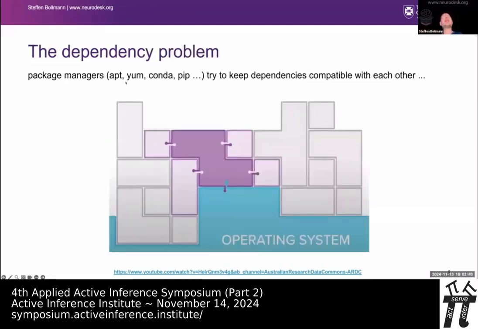And this usually works quite well. The reason is that we have in Linux, for example, package managers like apt, yum, or if you use Python for your work, we have conda and pip. But pretty much all language systems have some kind of package management system that keeps dependencies compatible with each other. And that's really how it looks like. It's like a puzzle piece where if one thing upgrades, another thing has to upgrade as well. They have to have matching versions. And then we're hoping that this all works.